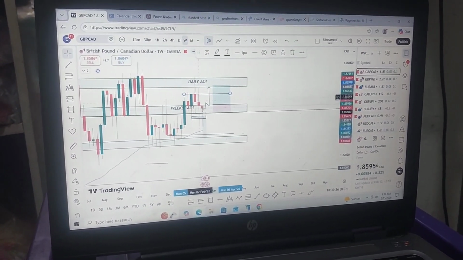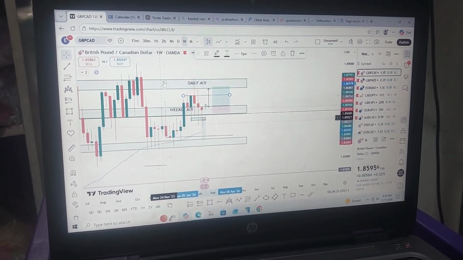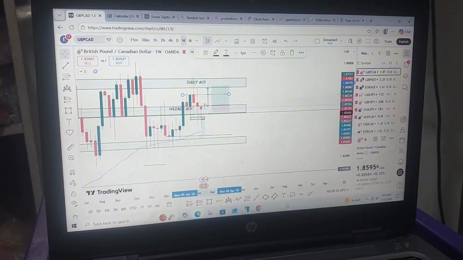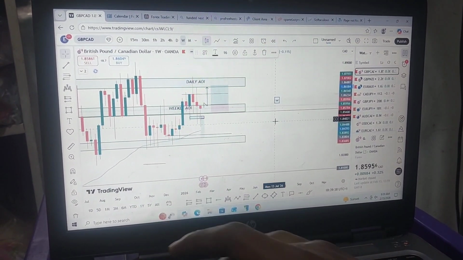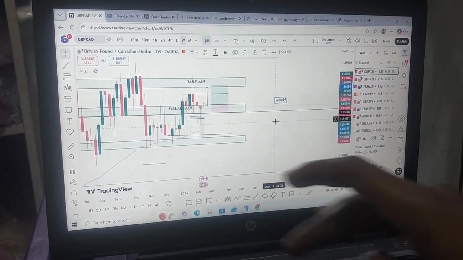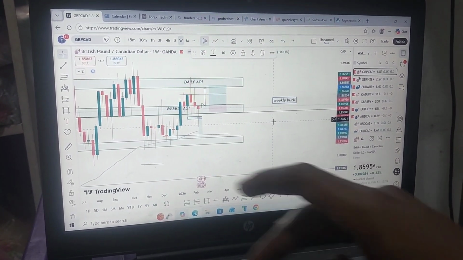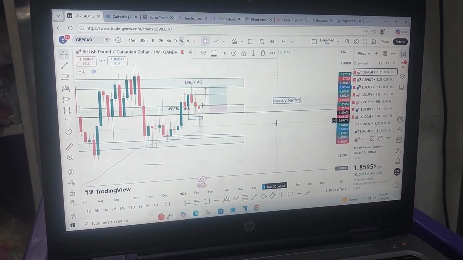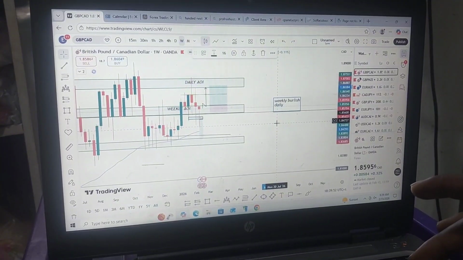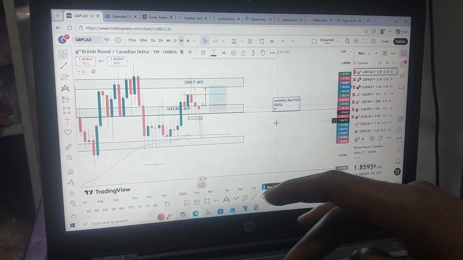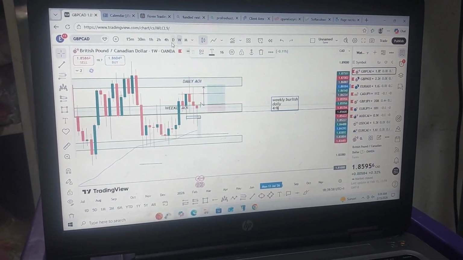Now we are going back to retest this structure point to continue the bullish momentum. Let's go. Right, I should write it down. Weekly bullish. So let's go down to the daily time frame.